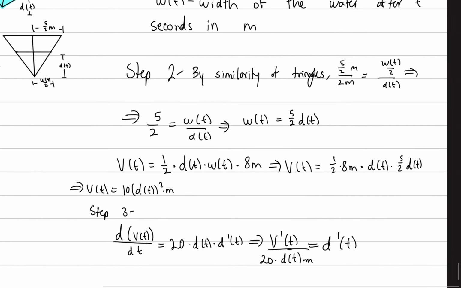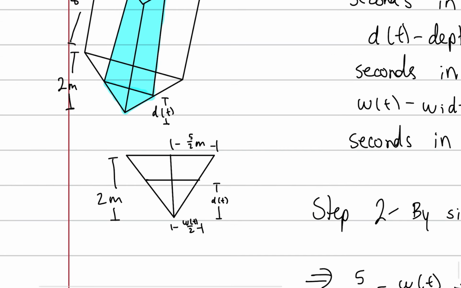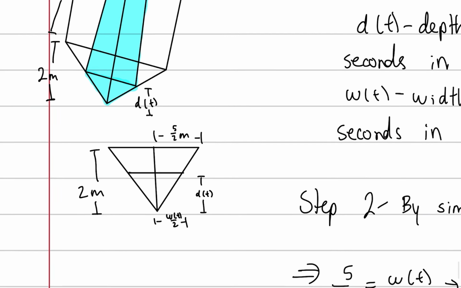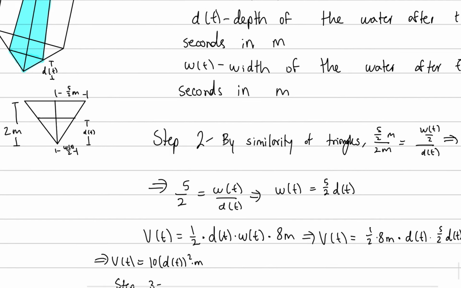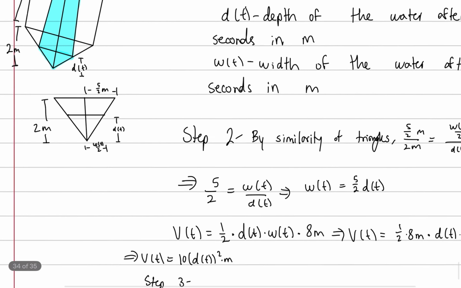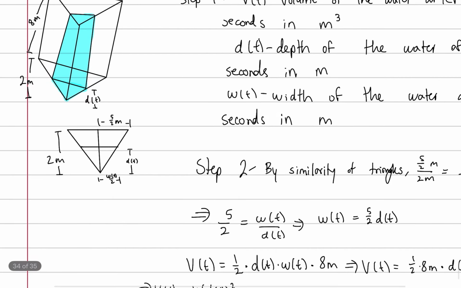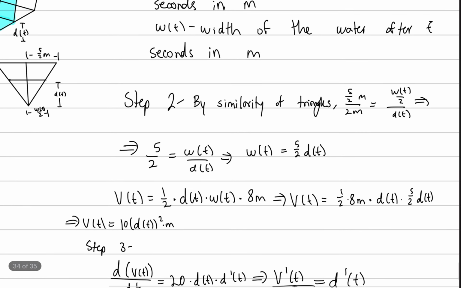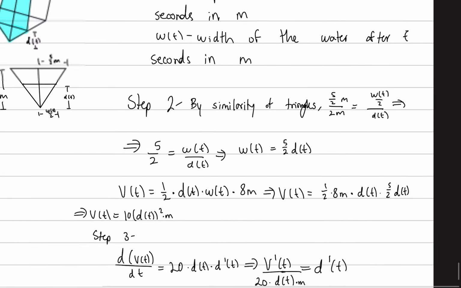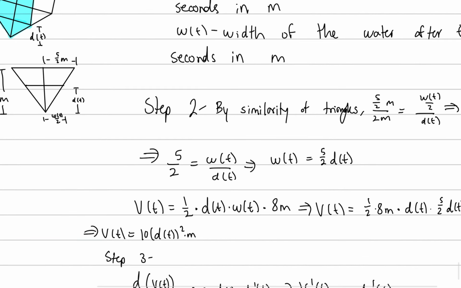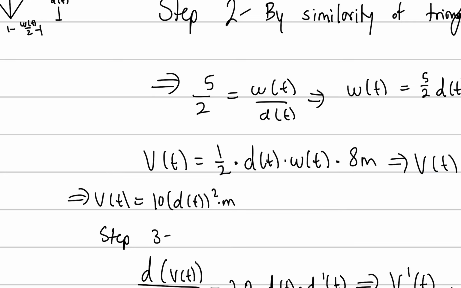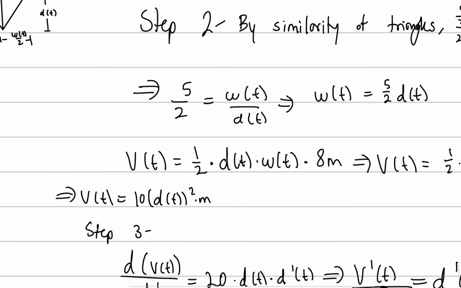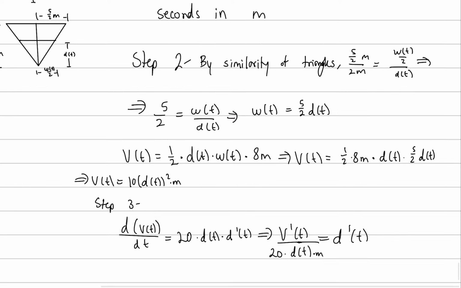And now we're going to express the volume. It's a prism, so we're just going to take the cross-sectional area and multiply it by the length. So the area is half d of t times w of t, and the length is 8 meters. So we're just going to get half times 8 meters times d of t times 5/2 d of t, or in total 10 times the square of d of t, times meters. Just the unit there. Final step is to differentiate implicitly.